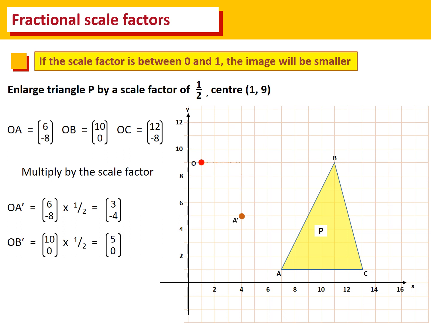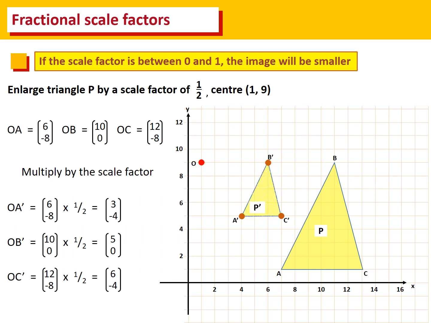To find B dash, we multiply the original vector OB by a half, giving us a vector of 5, 0. Once again, from the centre of enlargement 5, 0 is simply 5 to the right, and that is our point B dash. And our third point, C dash, is found by taking the original vector O to C, multiplying by a half, giving us a vector of 6, negative 4. From the centre of enlargement, 6 to the right and 4 down will give us our point C dash.